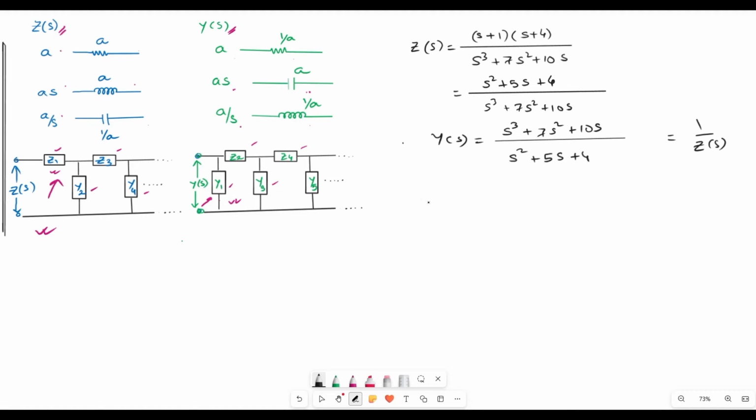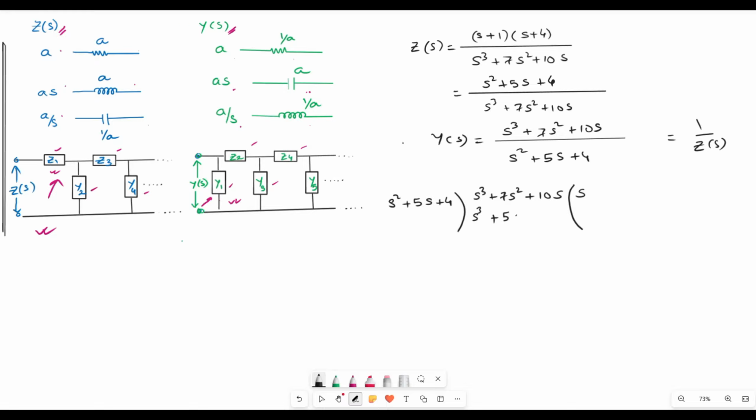I have to go for continued expansion. So let's do the division. It is done like this: we divide s cube plus 7s square plus 10s by s square plus 5s plus 4. In order to get s cube, we have to multiply s square by s. This is as simple as that. So this will be s cube, and then for the remaining we just multiply accordingly.